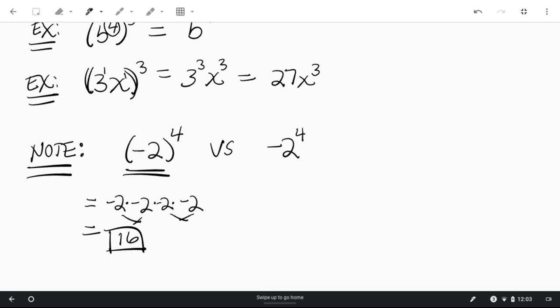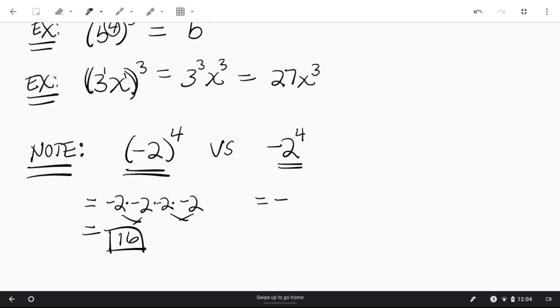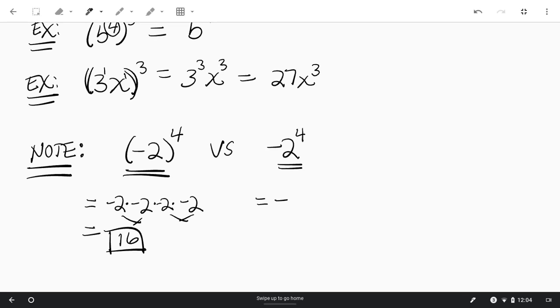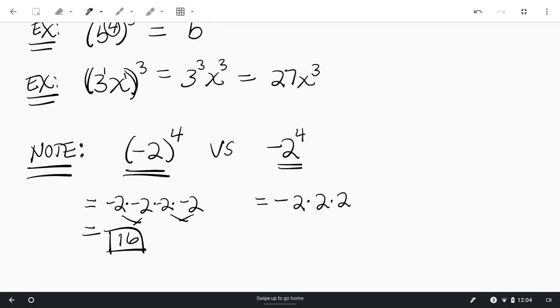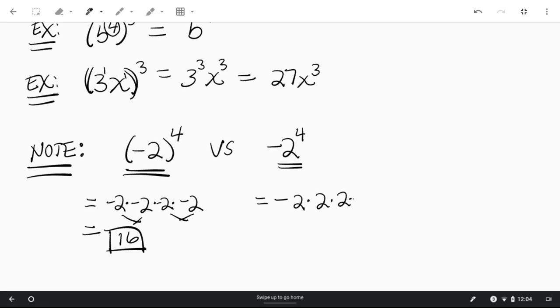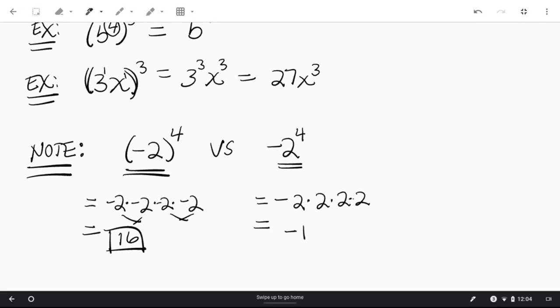Now, if we take a look at this next example, here we do not have grouping symbols, so the base, the number that gets the repeated multiplication, is not -2 but +2. So the negative gets brought down, but it's only the 2 that gets repeated. Do you see the difference? In which case the answer will be -16.